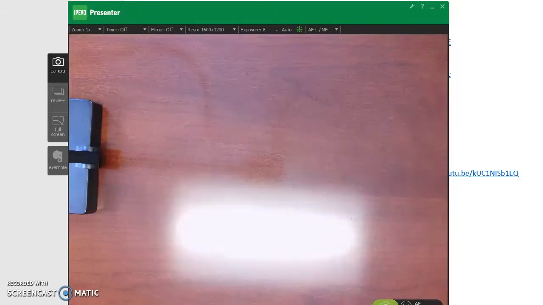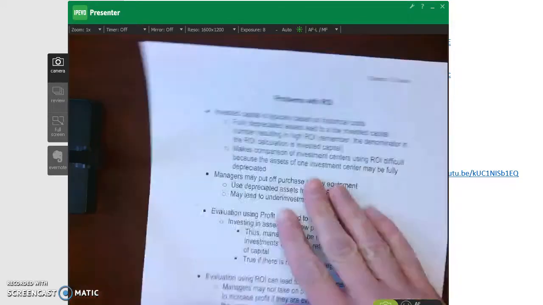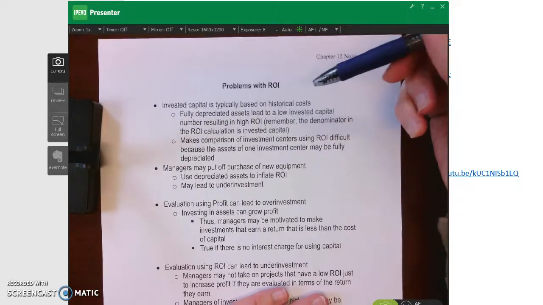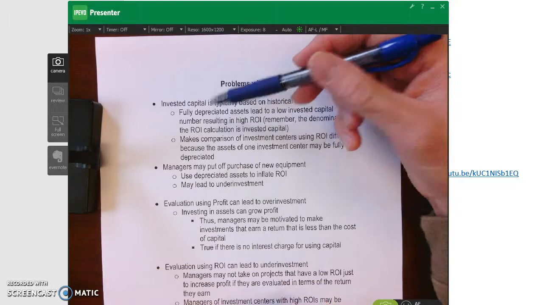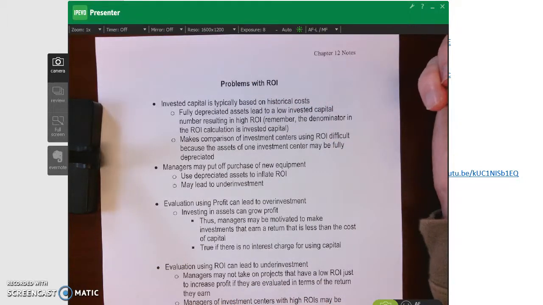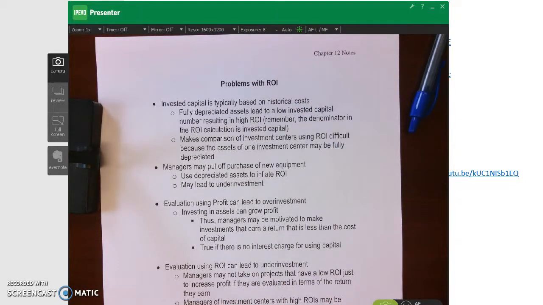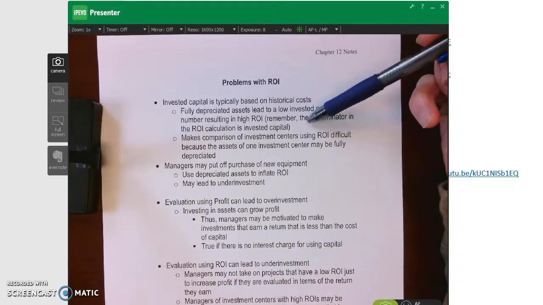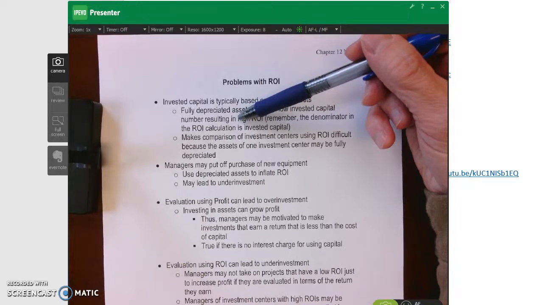So when we talk about some problems with return on investment, the first one is that invested capital is typically based upon book value, upon historical costs. What I was talking about earlier is we take our original asset cost minus the accumulated depreciation. That gives us the book value. Over years, accumulated depreciation will go up, which means the book value of those assets will go down. Fully depreciated assets are going to lead to low invested capital, which inflates the return on investment.